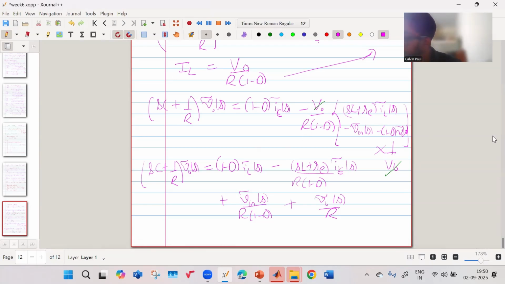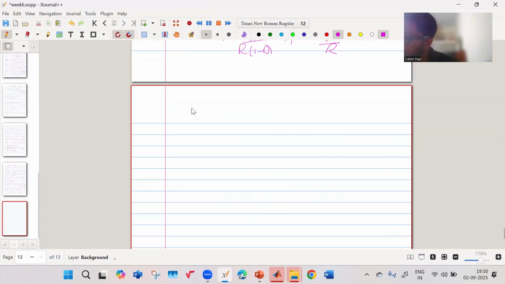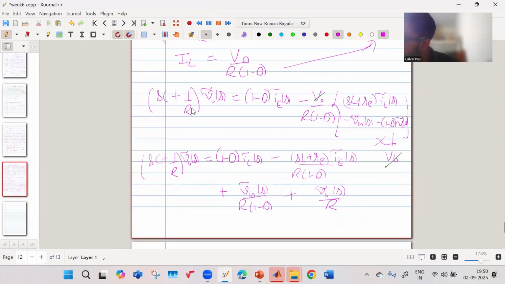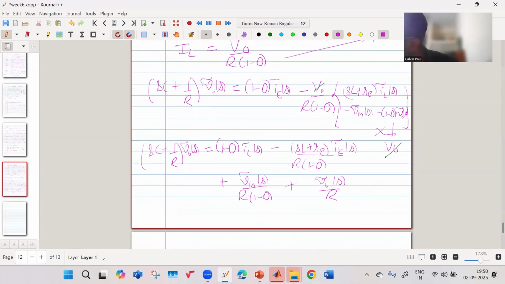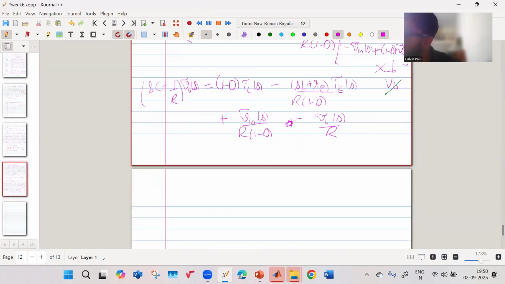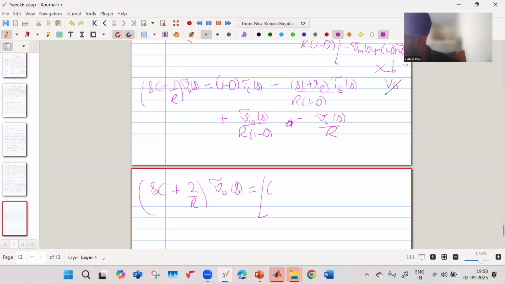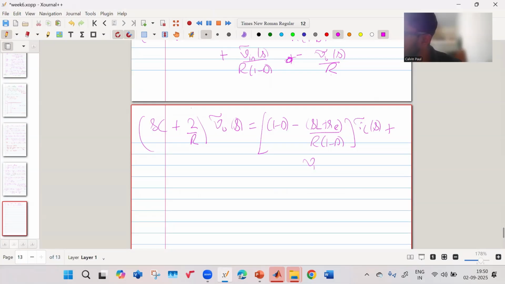So now, you simplify this further. This will be plus, right? This plus, so this plus, so this will be minus. So V output per turb of S, we take it here. So we get SC plus 2 upon R, V output per turb of S, that is equal to your 1 minus D minus SL plus RE from R into 1 minus D IC per turb of S plus V in per turb of S by R into 1 minus D.